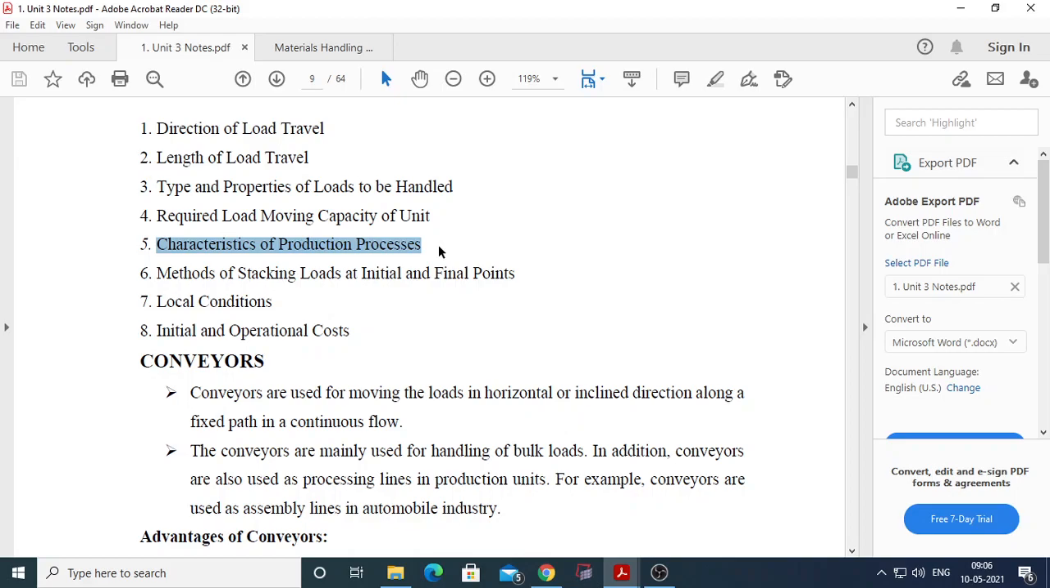For example, in the forging department and welding shop, we use overhead cranes, because we want to lift the material and settle it down as per the requirement. This is because forging and welding parts are very hot, with temperature more than 100 degrees Celsius, so you can't move them with conveyors and other things. You have to use the overhead crane only.